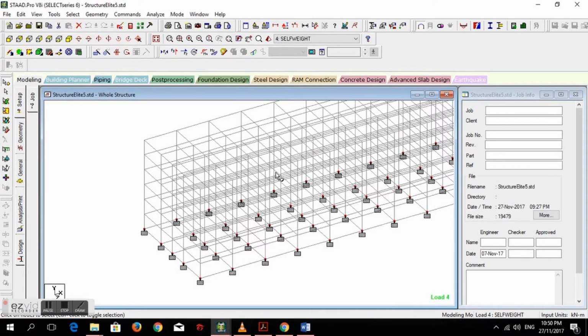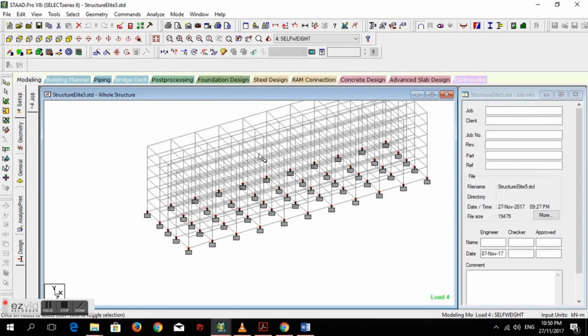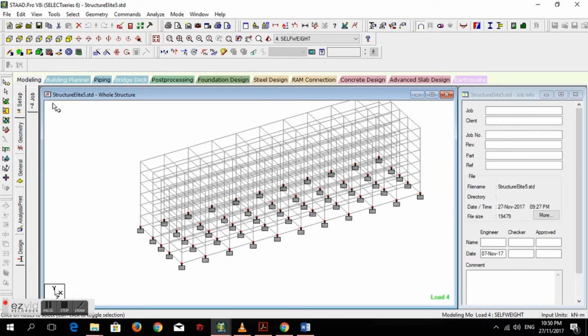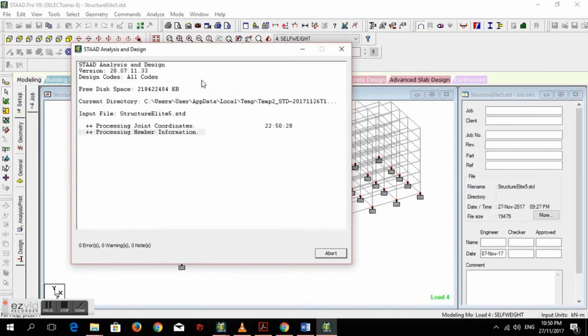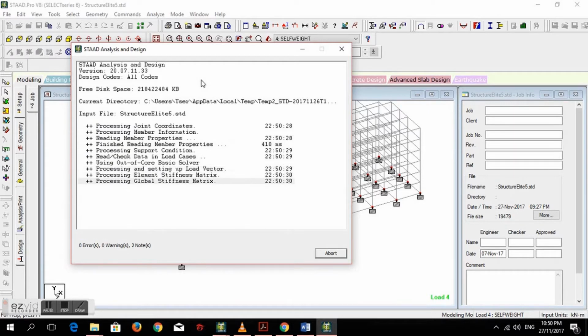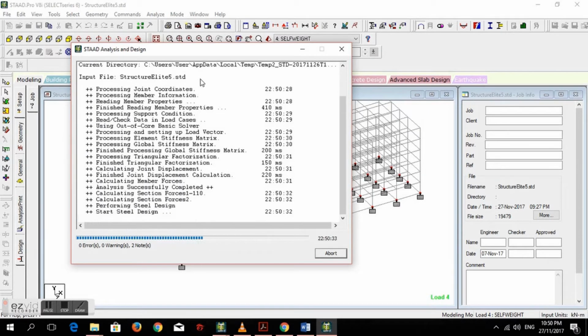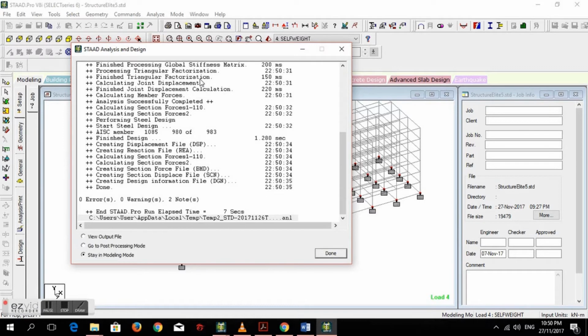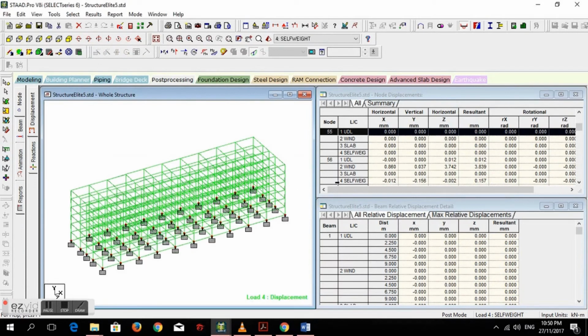Once that's done, the next part is we will analyze it. Hopefully there will be no errors, though I don't think there'll be errors. All right, let's go. See, no error as expected. All right, so done.